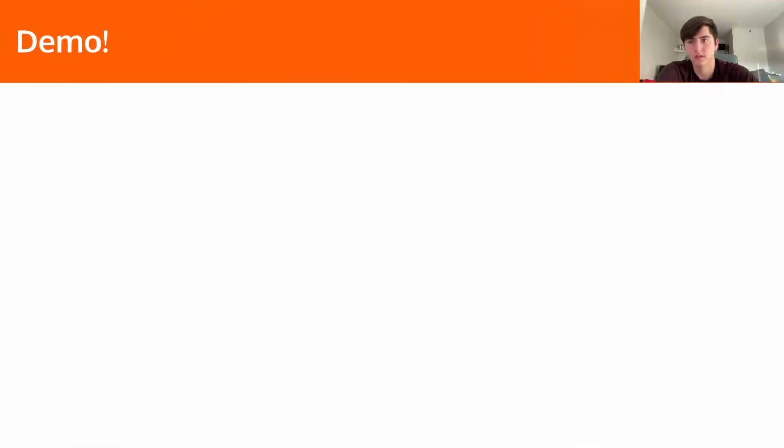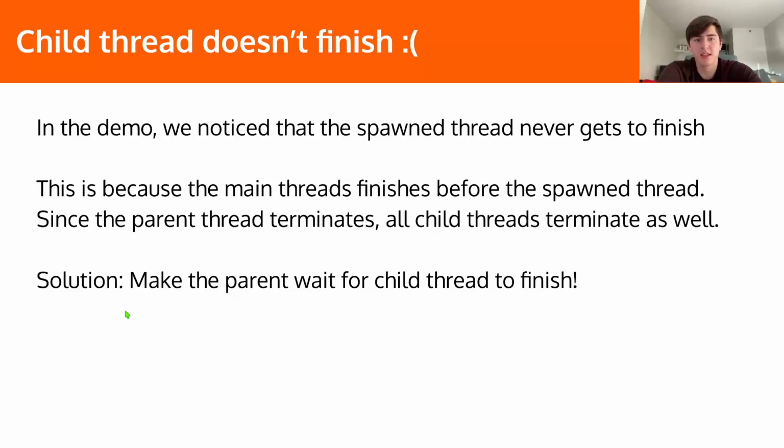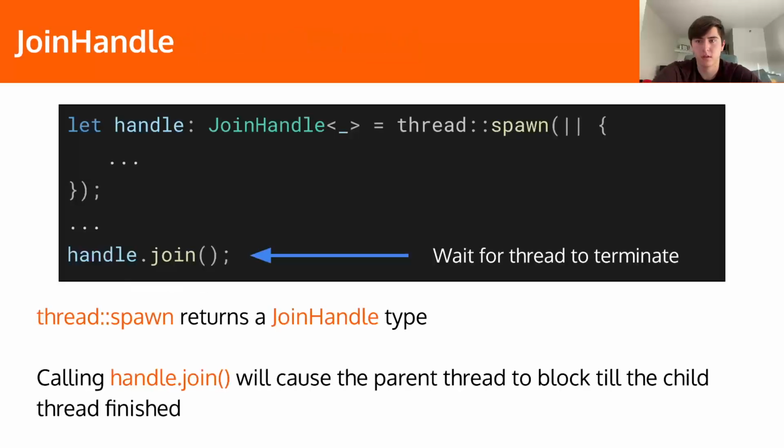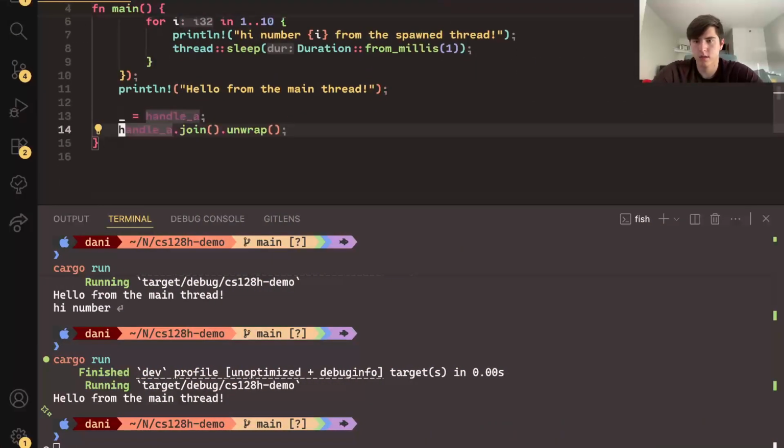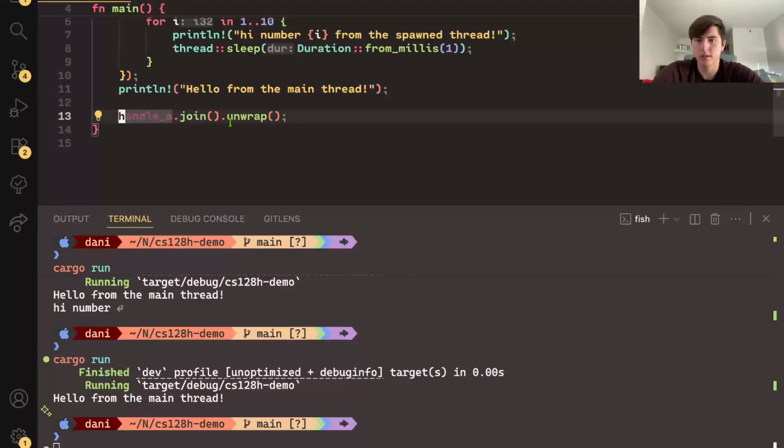So, what's this problem? We noticed that it never got to finish. This is because the main thread finished before the child thread. How can we solve this? We can do something called joining the thread. So we're waiting for it to finish. Like this. You can join it, and then we can unwrap later, but I don't need it for now.